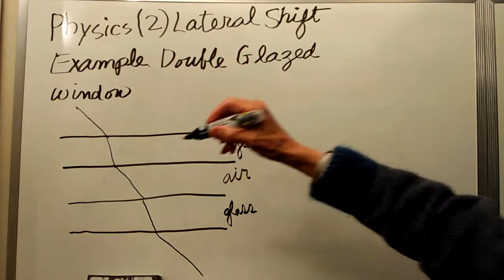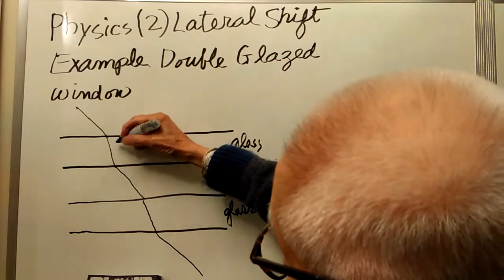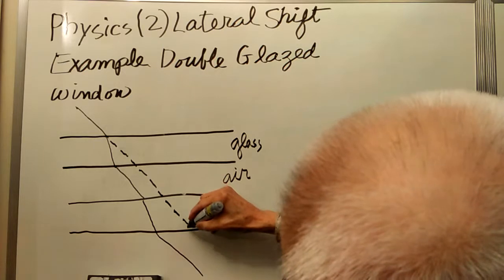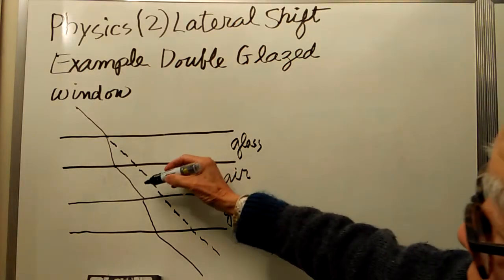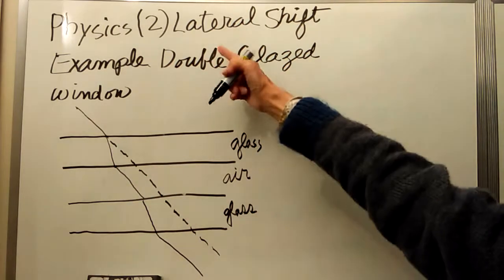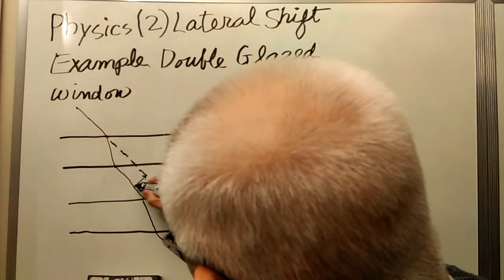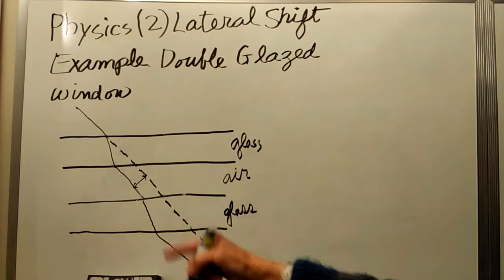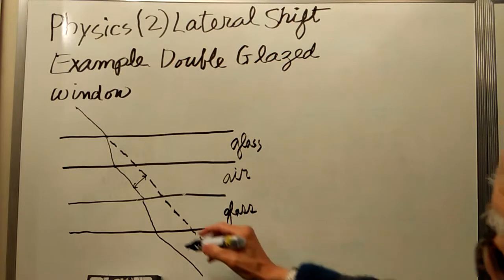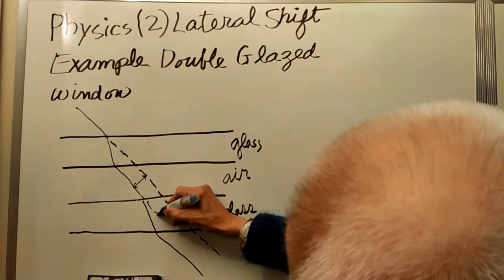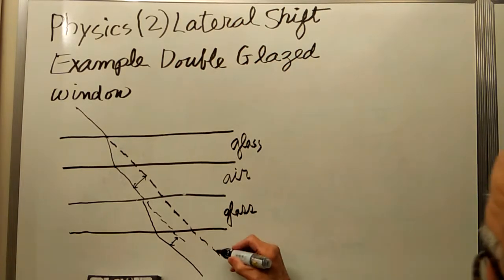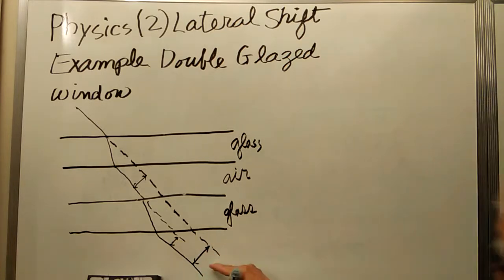Lateral shift. Let me extend the incident light. This light ray comes out from the first piece of glass, and it is shifted laterally. This is the amount of shift. Now, when it enters the second piece of glass and leaves it, it has another shift. This is the second shift, and this is the total shift.